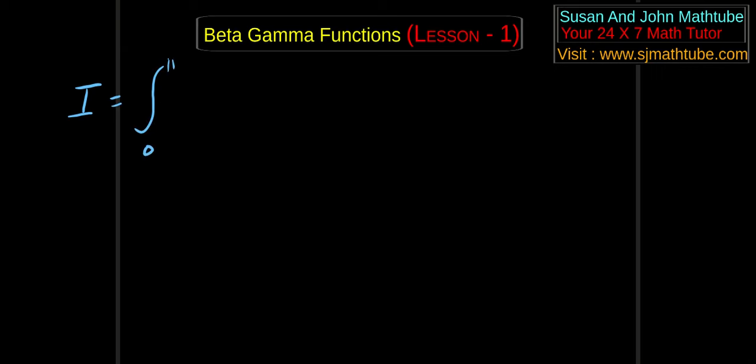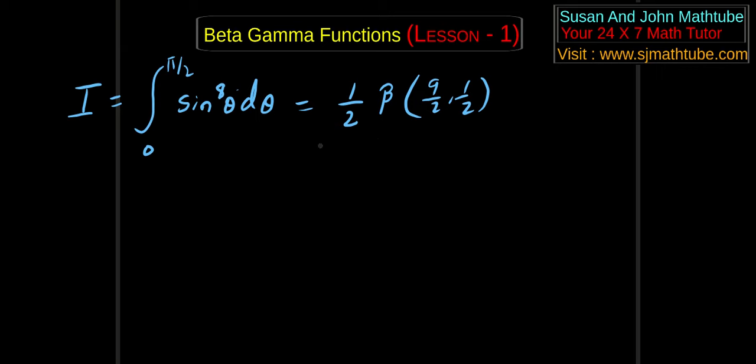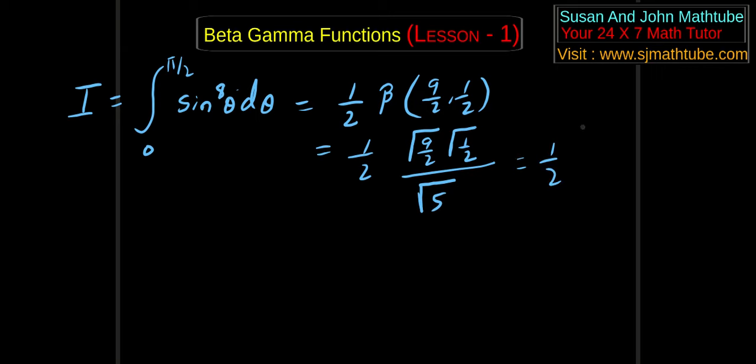Integral 0 to pi by 2 sine to the power 8 theta d theta. So option 1, you make it into a beta function, 8 plus 1, 9 by 2 comma 1 by 2. And this gives me 1 by 2 gamma 9 by 2 gamma 1 by 2, the whole divided by gamma of 9 plus 1, 10, 10 by 2, 5. And that will be 1 by 2. The numerator becomes 7 by 2 into 5 by 2 into 3 by 2 into 1 by 2 root pi, and root pi, the whole divided by 4 factorial.